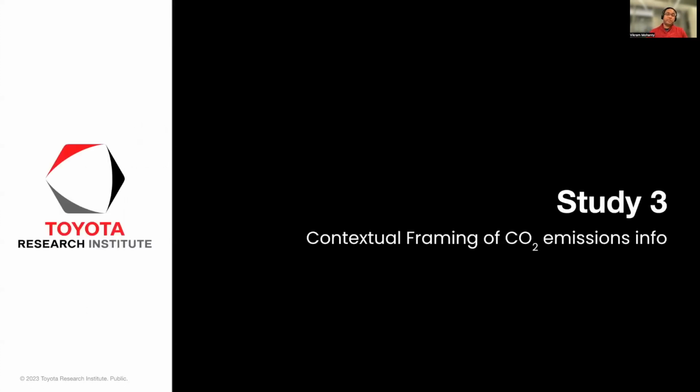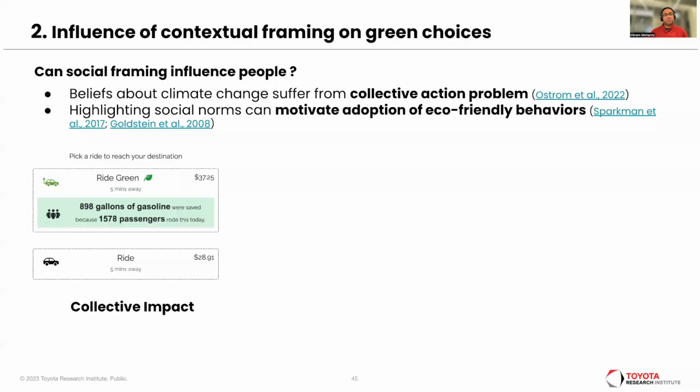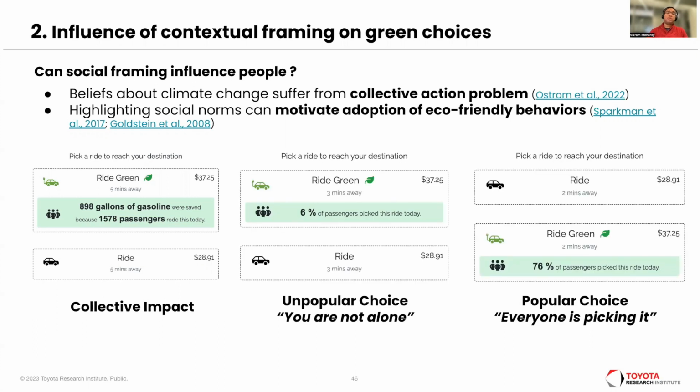Finally, we explored the impact of providing additional context. We focused on social framing. First, we took a particular equivalency and showed the collective impact of that equivalency. For example, how many gallons of gasoline or trees were saved because N people picked the green ride. We also tested whether showing the percentage of other people picking a green ride had any effect on people's choice.